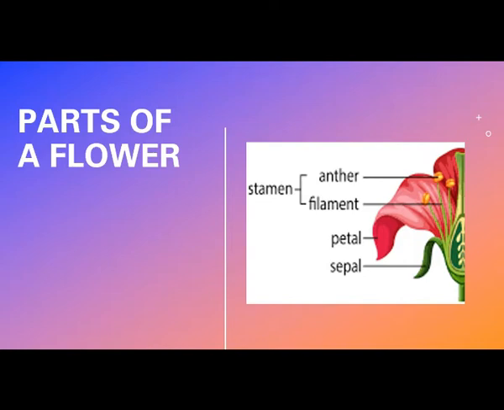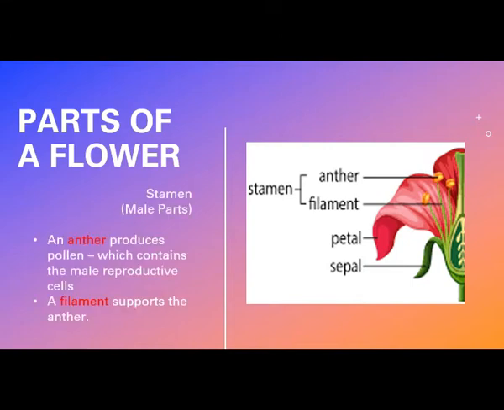Look at the picture. The first part of the flower that we're going to talk about is the stamen. Stamen is what we call the male part. These consist of two parts, the anther and the filament. An anther produces pollen, which contains the male reproductive cells, and the filament supports the anther.